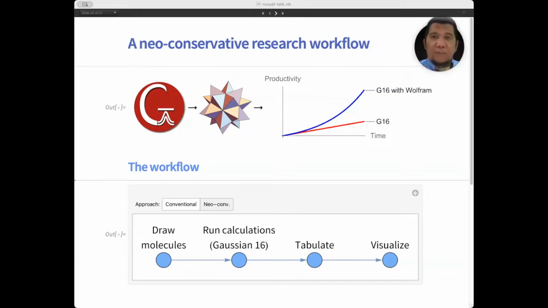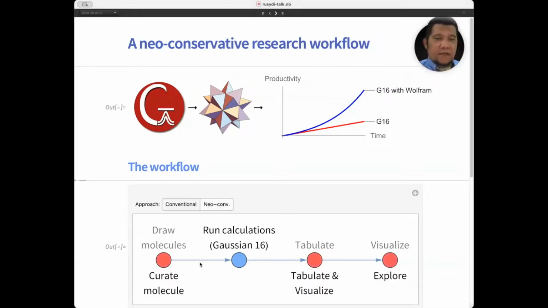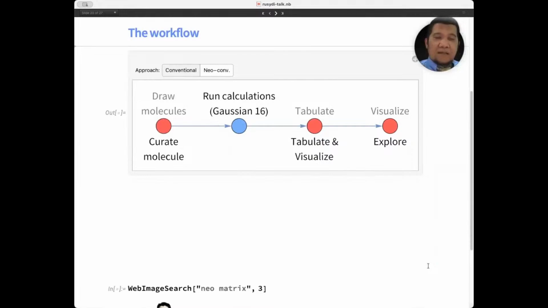Now, with Wolfram Mathematica, instead of drawing the molecules, I curate them from the Wolfram Repository, then tabulate and visualize the result using one software, Wolfram Mathematica. By doing so, it is not a surprise that I still have extra time to do some exploration. I call the new workflow the neo-conventional approach because I am not confident enough to call it a new or modern approach. Not to mention, neo is a cool term. It reminds me of the Matrix movie.